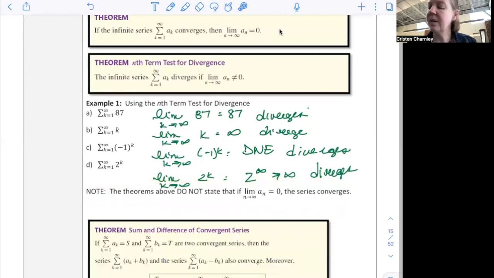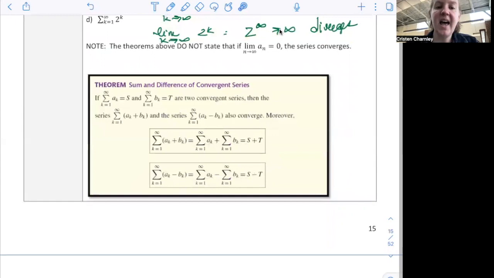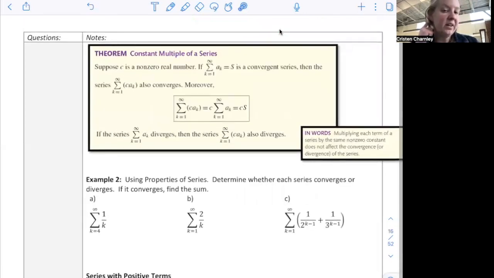A couple properties here about our convergence tests. If we have series A and series B, and they're two convergent series, then the series of those two added together and the series of those two subtracted will also converge. And you can actually find the values below. So if you can find that total, then you can add or subtract them accordingly.